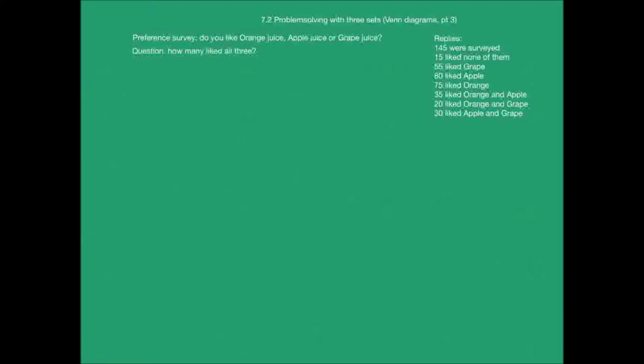The question we want to answer is, how many liked all 3 of them? So how many of the 145 liked both grape and apple and orange? We're going to call that number that we want to find x. And the way to answer this is to make a Venn diagram and fill out the information that we have. So we'll start with that.